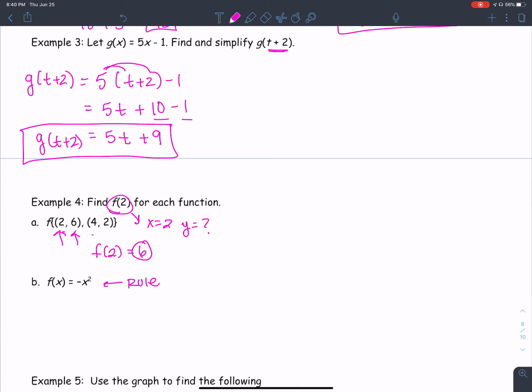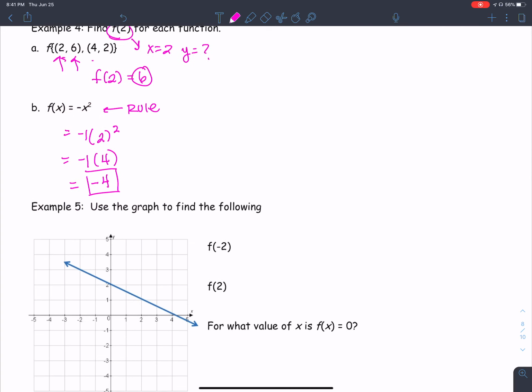And so they want us to find f of 2. So again, x is 2, what's y? But we're going to plug in 2 this time. So negative, remember the negative stays outside because it's like a negative 1. 2 squared, negative 1 times 4 gives me negative 4. Okay, and that's our answer.